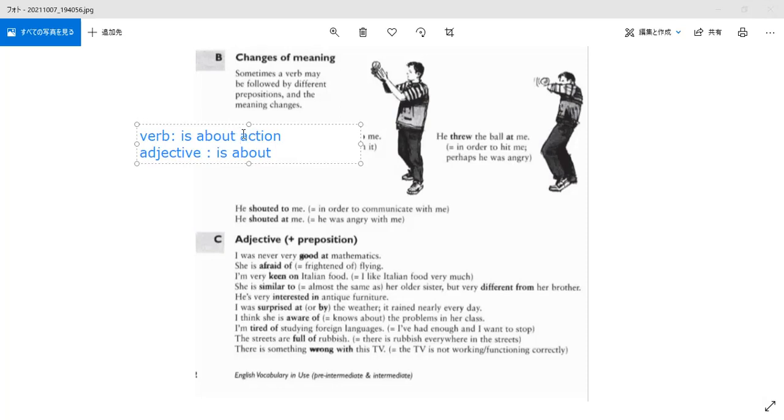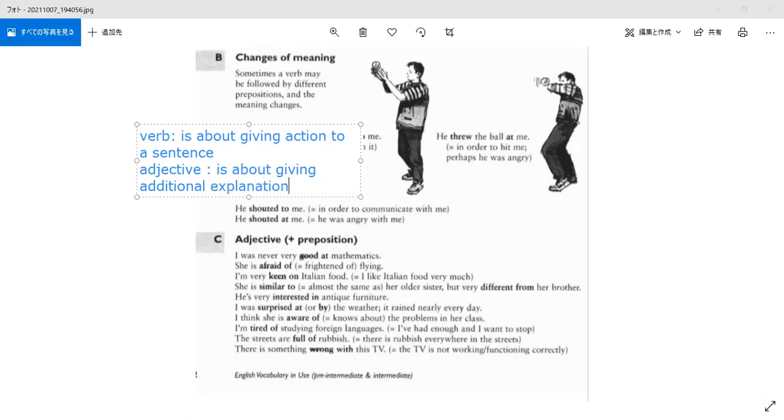Verb is about giving action to a sentence. So adjective is about giving additional explanation or details to a sentence. Like that.